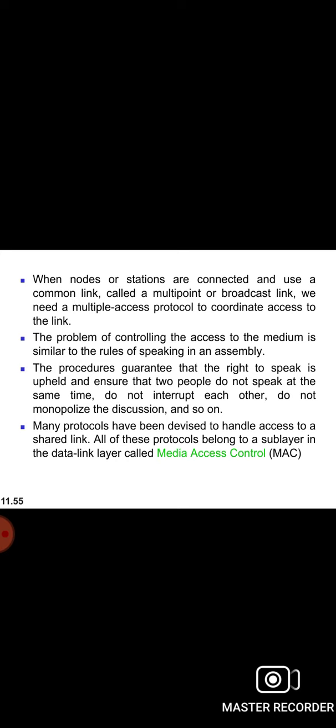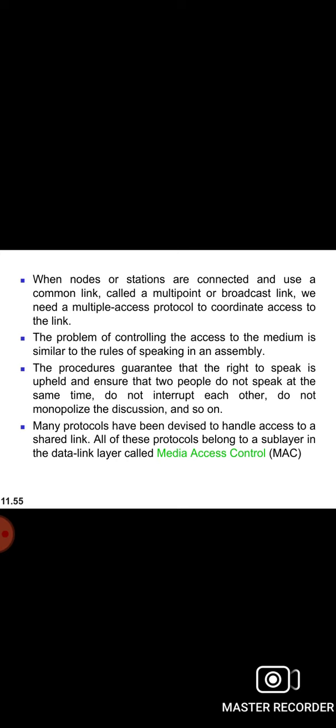When nodes or stations are connected and use a common link, called a multipoint or a broadcast link, we need a multiple access protocol to coordinate access to the link. The problem of controlling the access to the medium is similar to the rules of speaking in an assembly. The procedures guarantee that the right to speak is upheld and ensure that two people do not speak at the same time, do not interrupt each other, and do not monopolize the discussion. So the situation is similar to multipoint networks.